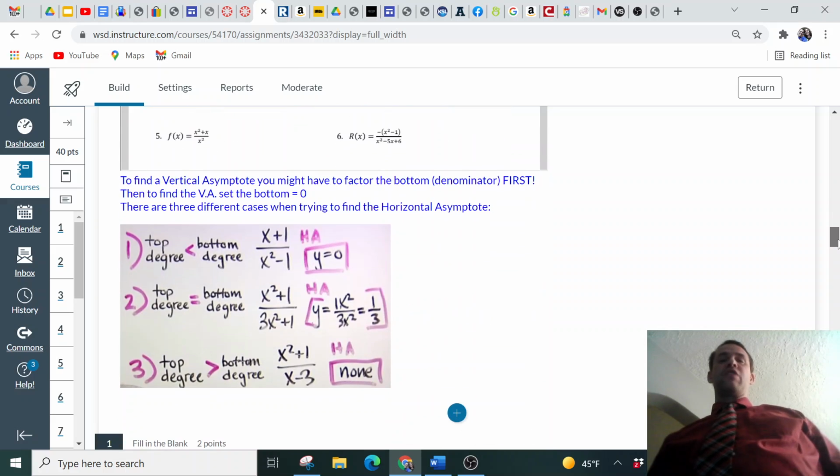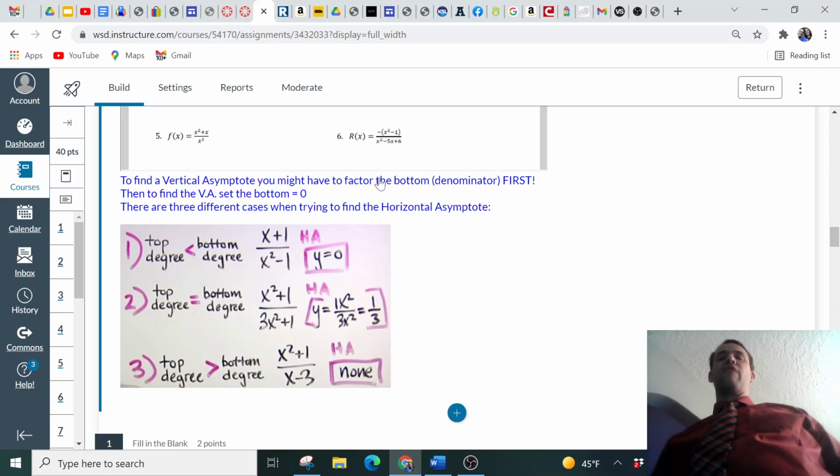Awesome. So again, to find the vertical asymptote, you have to factor the bottom first. Oftentimes, you have to factor it first, then set it equal to 0. And then if you're trying to find the horizontal, there's 3 different cases: top degree less than bottom, top degree equals bottom, and top degree is greater than bottom. And it's either 0, the numbers in front, or none.